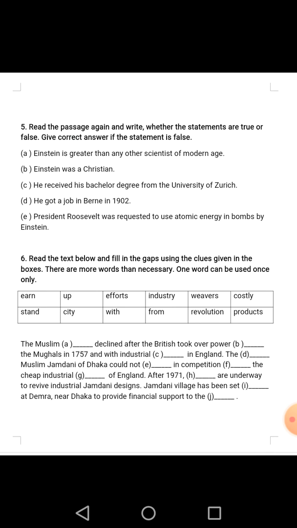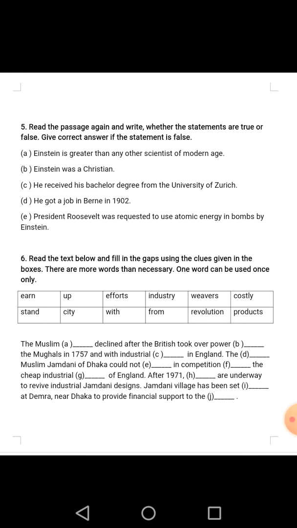Number B. Einstein was a Christian. It is false. Correct answer is Einstein was a Jew. Number C. He received his bachelor degree from the University of Zurich. It is false. Correct answer is he received bachelor degree from the Federal Institute of Technology, Zurich.